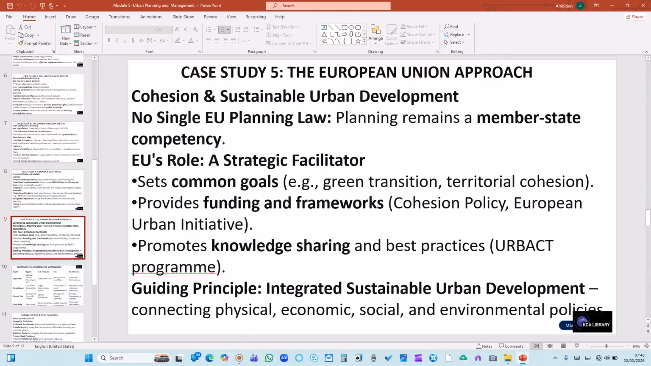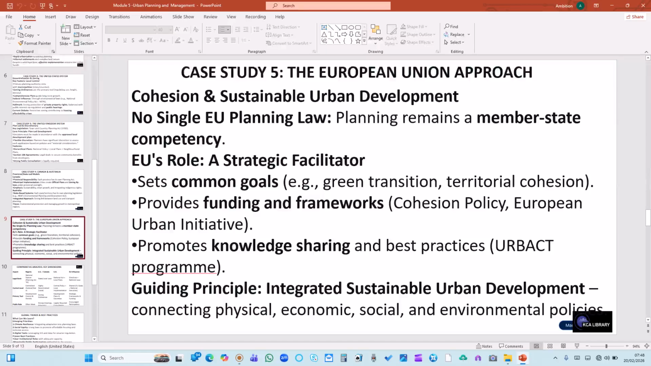Having known that, let us look at case study 5, that is the European Union approach, which is characterized by cohesion and sustainable urban development. No single European Union planning law exists. Planning remains a member state competency. Therefore, the European Union's role is a strategic facilitator.